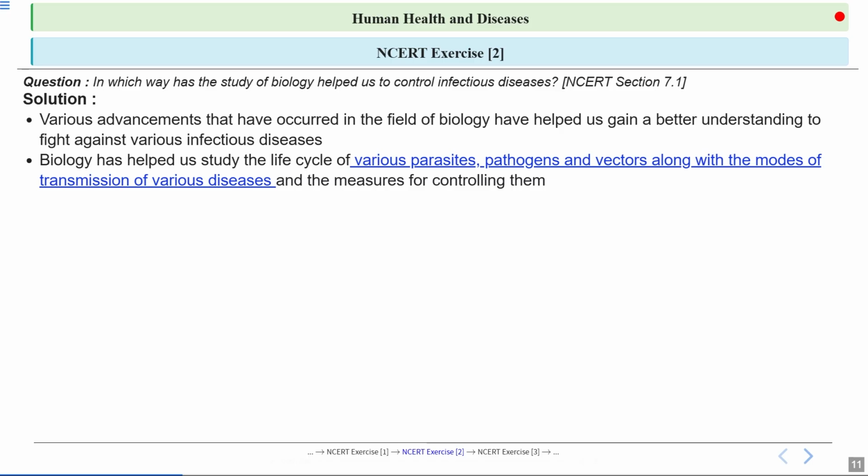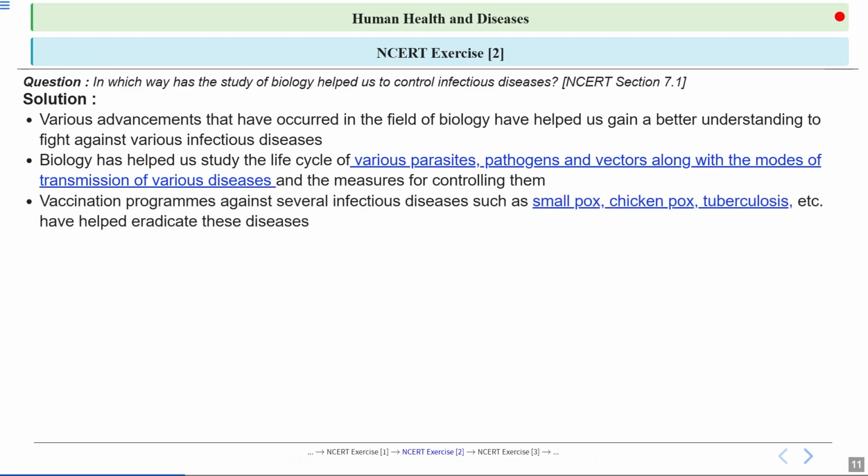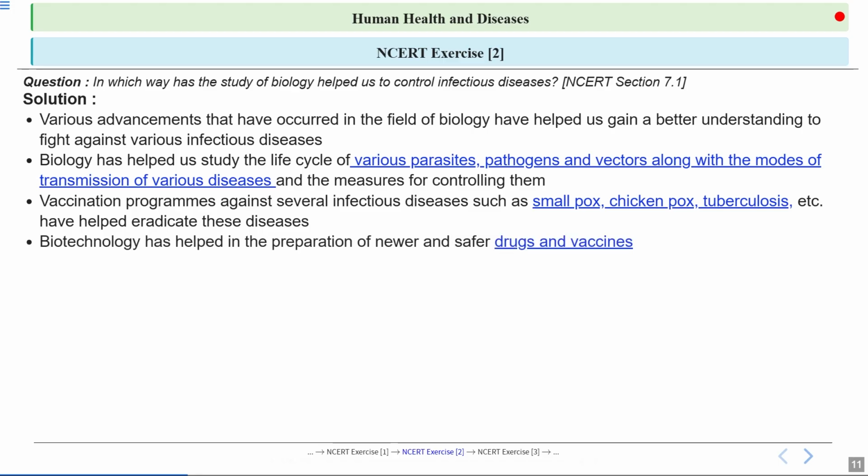Now, biology has helped us study the life cycles of parasites, pathogens, and vectors, as well as how diseases are transmitted and controlled. Vaccination programs against diseases like smallpox, chickenpox, and tuberculosis have helped eradicate or control these illnesses. Biotechnology has enabled the development of newer and safe drugs and vaccines.